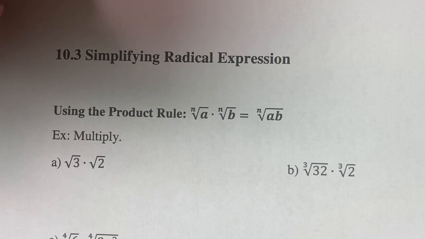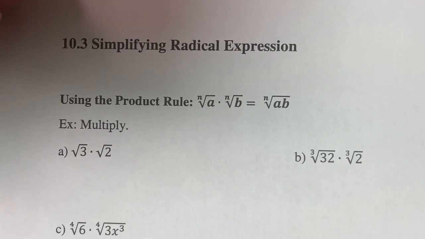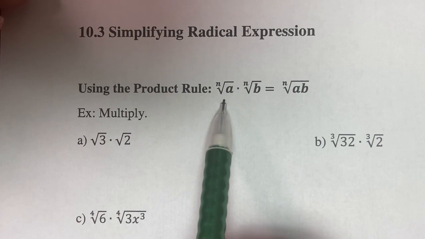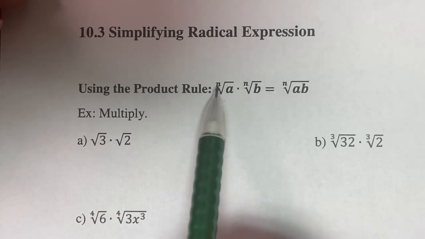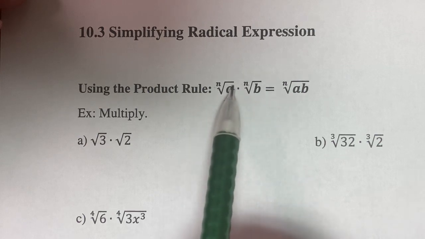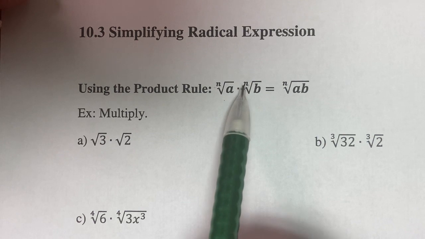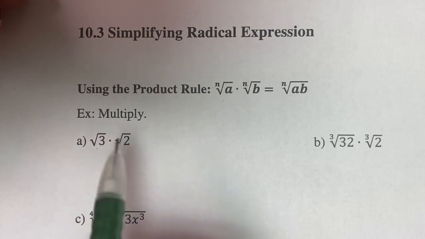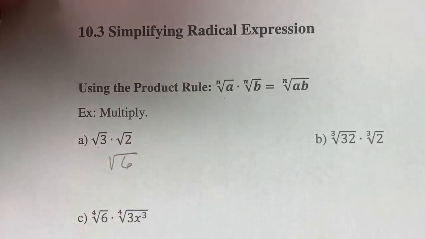Okay? So when you have radicals, and that's what we're back to using, the product rule, or in other words, we can multiply using radicals as long as the indices are the same. You can multiply a cube root by a cube root or a square root by a square root, and you can do that very easily by just multiplying what's underneath. So in other words, root 3 times root 2 is simply the square root of 6.